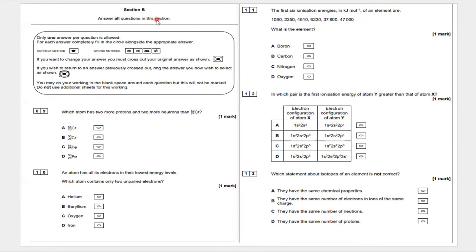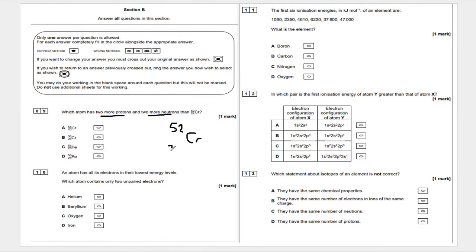Okay, welcome to section B, the multiple choice. What you do here is you color your answer in next to the correct answer. So let's go. Which atom has 2 more protons and 2 more neutrons than chromium 52?